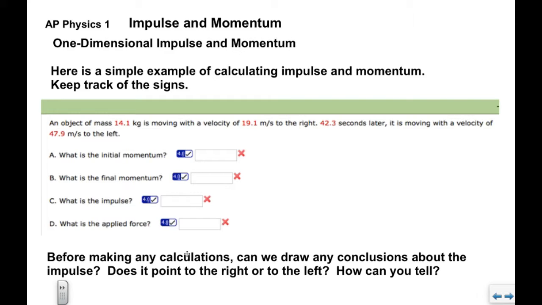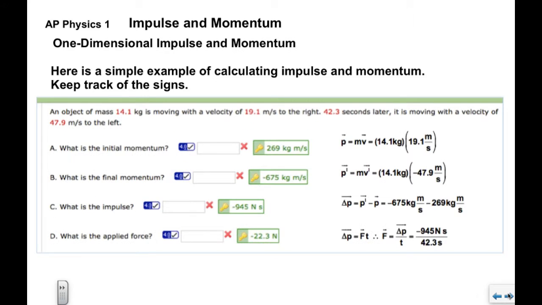So again, before we make any calculations, can we draw any conclusions about the impulse? Does it point to the right or to the left? And how can you tell? So again, if we look at the initial velocity, which is to the right, the final velocity is to the left, the object changes direction, which means the impulse must be pointing to the left.